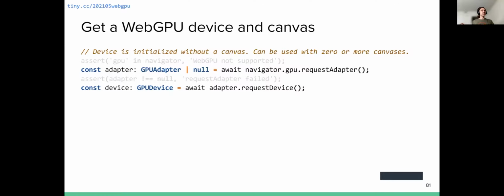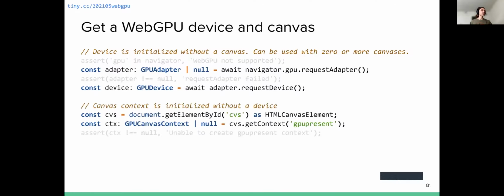And then from that adapter, we request a device. And that device is sort of a virtual device object that gets to assume, this is a GPU, I'm the only thing running on the GPU. It's effectively like a context in WebGL. And then separately, without the device, we also can initialize a context on the canvas. And this is just like saying, we're going to use this for WebGPU rendering later.